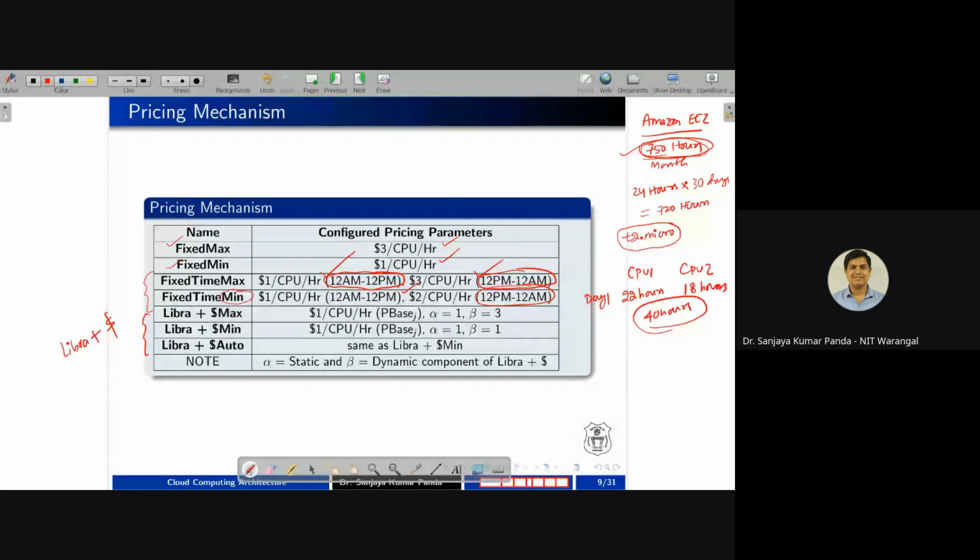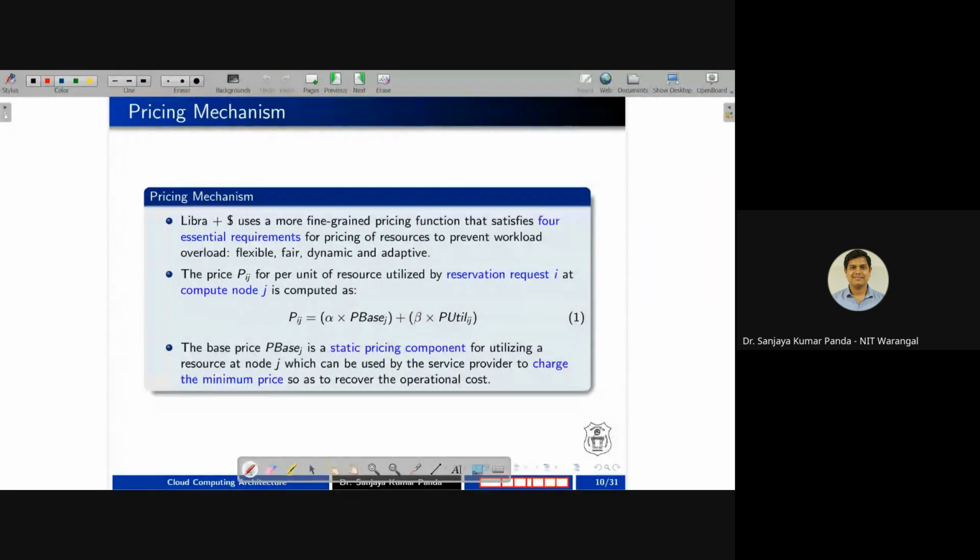So if you go for Libra plus dollar, I told you two factors we are using. One is alpha, another is beta. For example, in this case, I consider alpha is equal to 1 and beta is equal to 3. Alpha is more or less, although it is a dynamic parameter, we keep as a constant value. Generally we take 1, but beta is a dynamic factor. Sometimes we take 3, and some day we take 4, some day we take 5, to get more revenue, right? So let us discuss about this, and based upon that, I'll tell you a problem so that it is more clear. So when you go for Libra plus dollar, it uses a fine-grained pricing function.